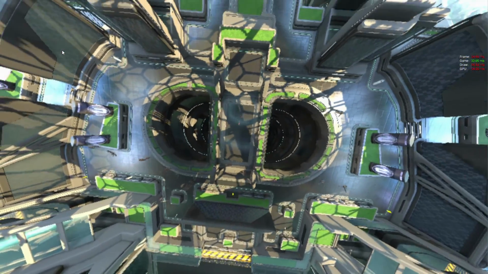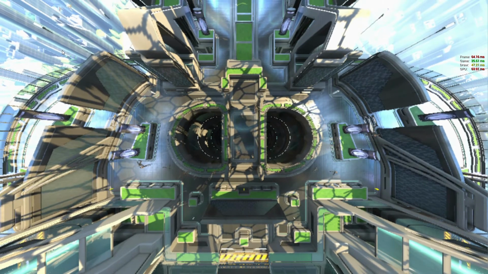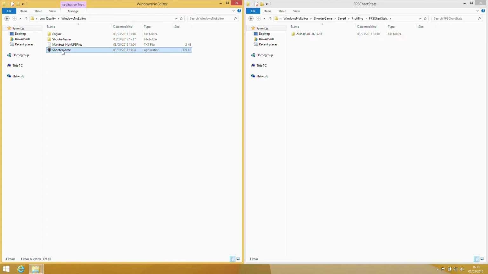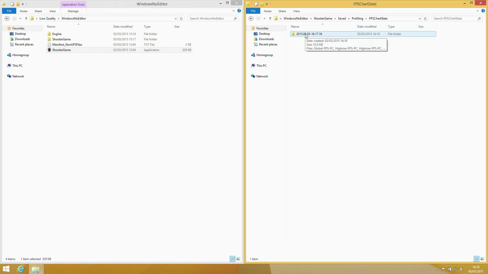And while it's been doing this, as soon as it started after that 5-second warm-up period, it was logging frame times. It also displays the stats on the screen, which we can see on the right. And when this completes in a few seconds, so now we'll see in the right hand window it's just created a directory for the FPS chart stats.